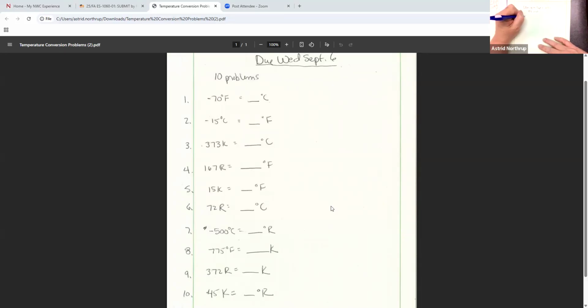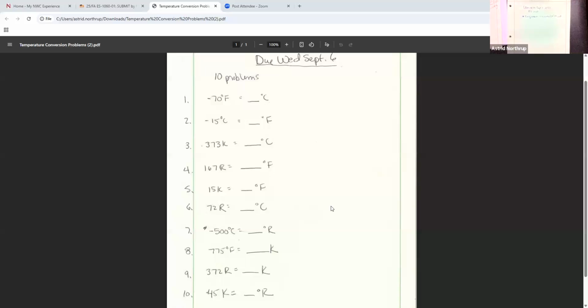But there are two things I want to make a point of. First of all, every answer on this assignment is a number in the approximate correct number of significant figures, and I say approximate, plus a unit.